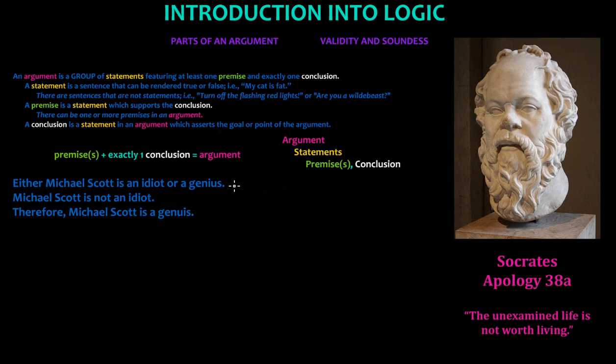Let's read the sentences in sequence. Either Michael Scott is an idiot or a genius. Michael Scott is not an idiot, therefore Michael Scott is a genius. Let's look at the first sentence. We need to determine first if it is a statement.